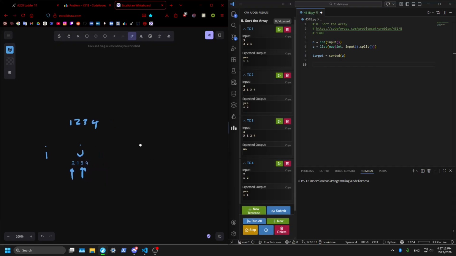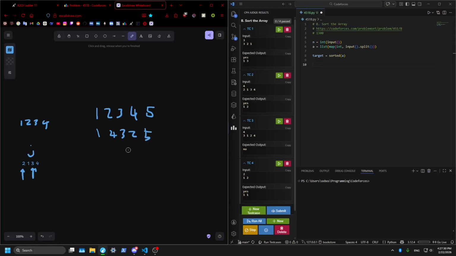But I'm thinking of a case where it's like 1, 2, 3, 4, 5, and then it's 4, 3, 2, 1, 5. Because you check, and then this would be equal. So in theory, this would be your i, this would be your j, and you would only reverse that. So that's not it. Question is how to find the end.